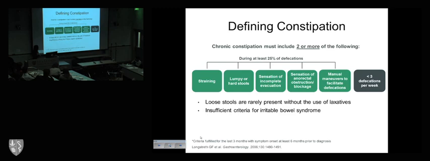It can be defined as straining, hard or lumpy stools, a sensation of incomplete evacuation, which a lot of us forget to ask about, a sensation of anal obstruction or blockage, feeling the urge to defecate but not being able to evacuate, needing to use manual maneuvers to facilitate defecation. Again, this is something that as a patient it may be embarrassing to volunteer, so as a clinician you need to ask. And then looking at the frequency of bowel movements, which is having less than 3 bowel movements per week. This is a question that most people will ask, and most doctors will ask, but the rest of this we tend to forget.